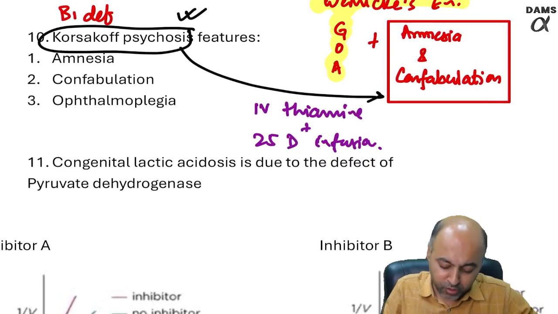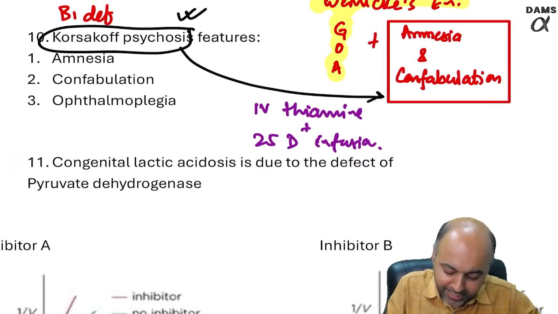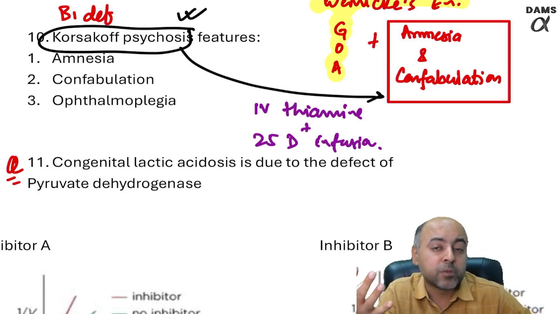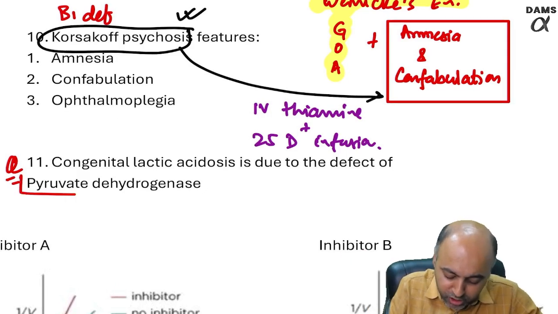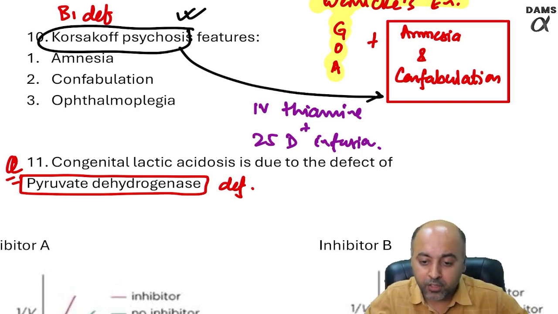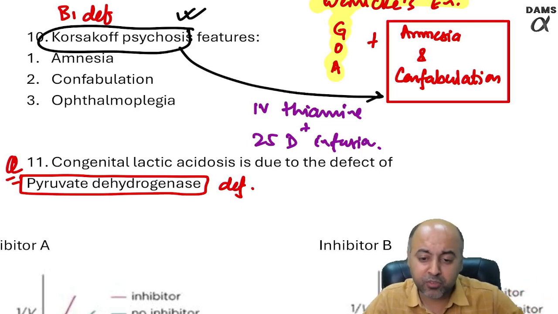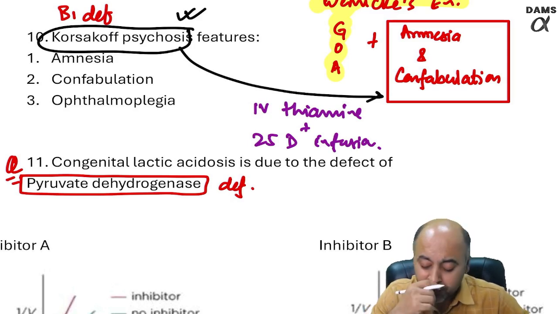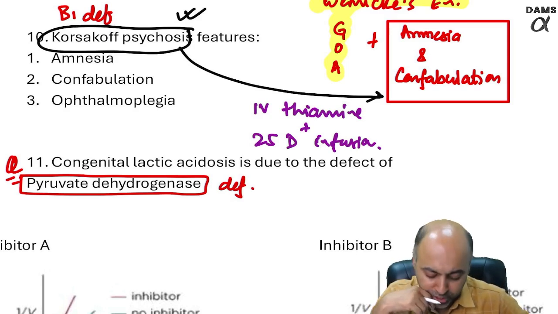Okay, moving on, we have congenital lactic acidosis. Very, very common question. Lactic acidosis can happen due to a lot of causes, but congenital lactic acidosis is commonly associated with pyruvate dehydrogenase deficiency, genetic deficiency of pyruvate dehydrogenase. Thiamine has to be given first, and then you have to give 25% dextrose only when hypoglycemia is there. Otherwise you don't need to give it.